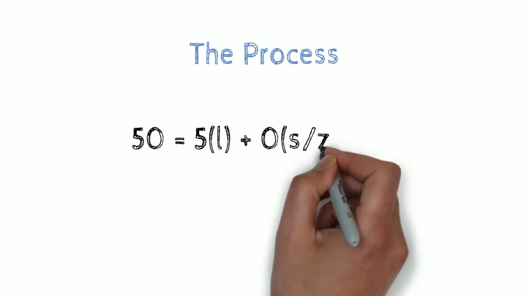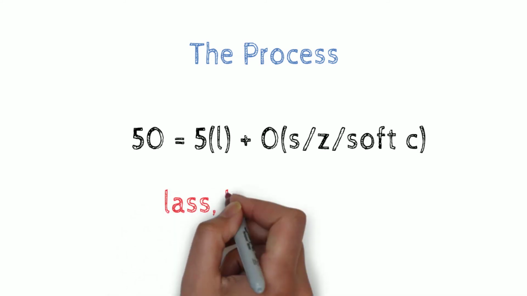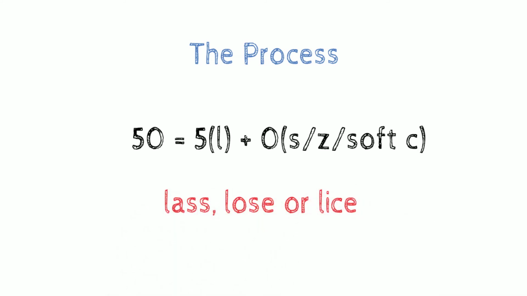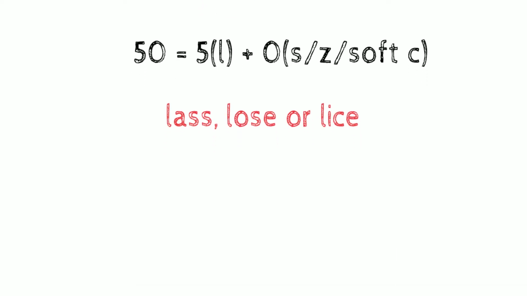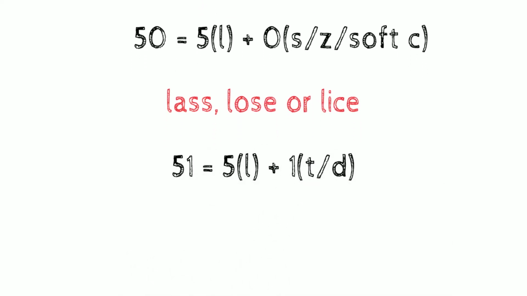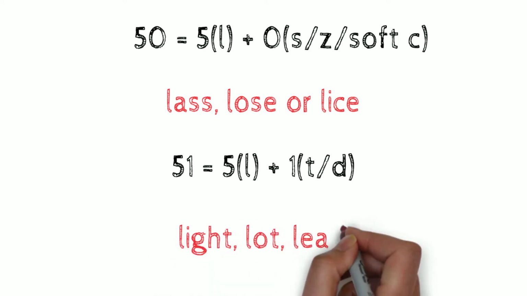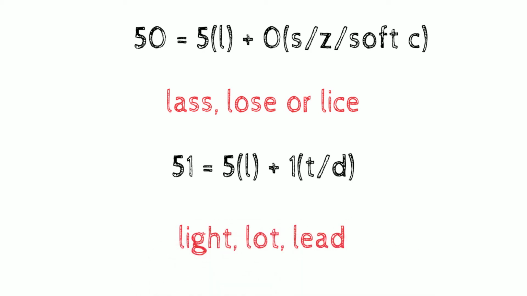Letters L for 5 and S, Z or soft C sounds represent number 0. Bringing the two together, you can form words like lass, lose, or lice, for example. For 51, the consonants L for 5 and T or D for 1 represent 51. Think of words like light, lot, or lead, for example.